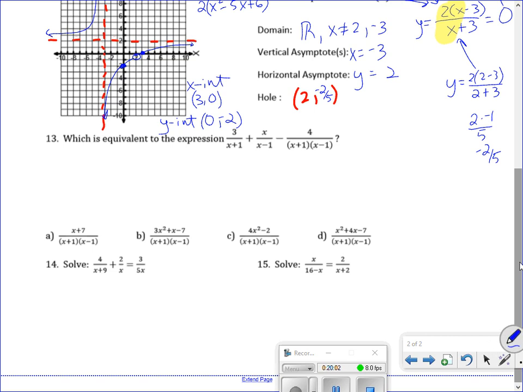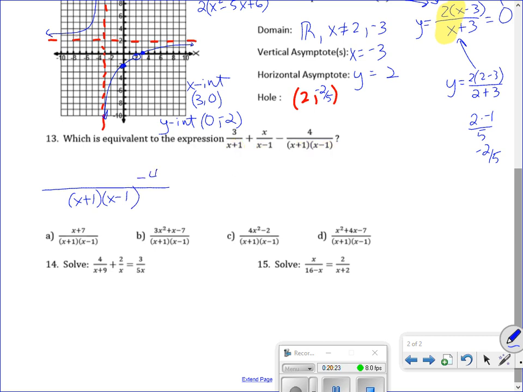Number 13. So number 13, this is a common denominator problem. Just like mush this all together. I notice I'm going to pick this for my common denominator because that is a combination of these two things. So my common denominator is going to be x plus 1 and x minus 1. All right, so looking along here, the only thing that's not going to change about the top is the 4.